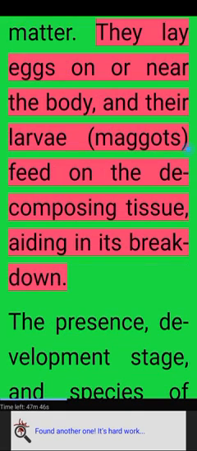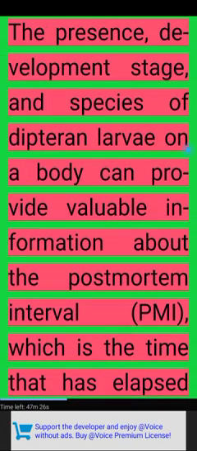They lay eggs on or near the body, and their larvae, maggots, feed on the decomposing tissue, aiding in its breakdown. The presence, development stage, and species of dipteran larvae on a body can provide valuable information about the postmortem interval, PMI, which is the time that has elapsed since death.